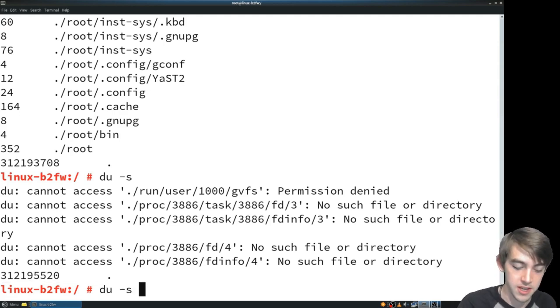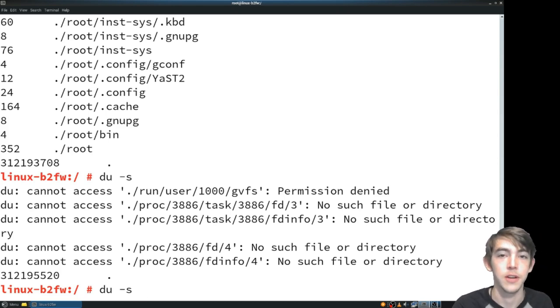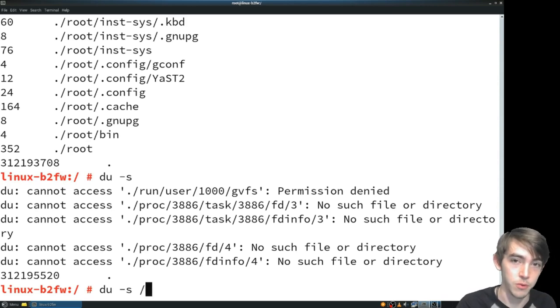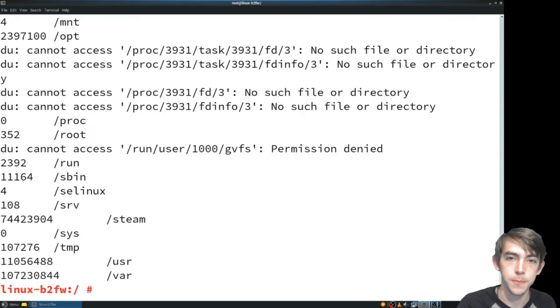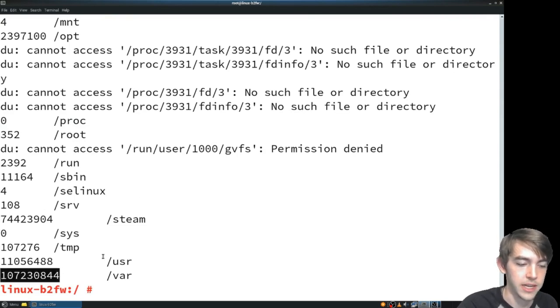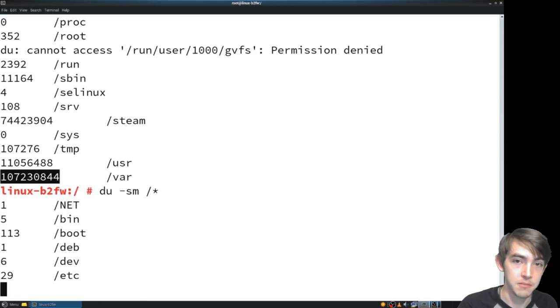I could also say asterisk, and it would give me a summary of all of the files and directories in my working directory. Since I have no idea where I'm looking, I'm going to start with root, and then everything underneath root. So this by itself is fairly useful, but I'm still not even really sure what that's in. So I'm going to put a -m here, so I'm positive this is in megabytes.